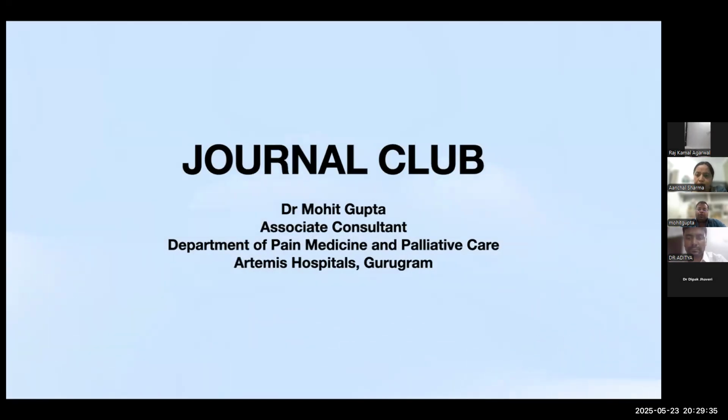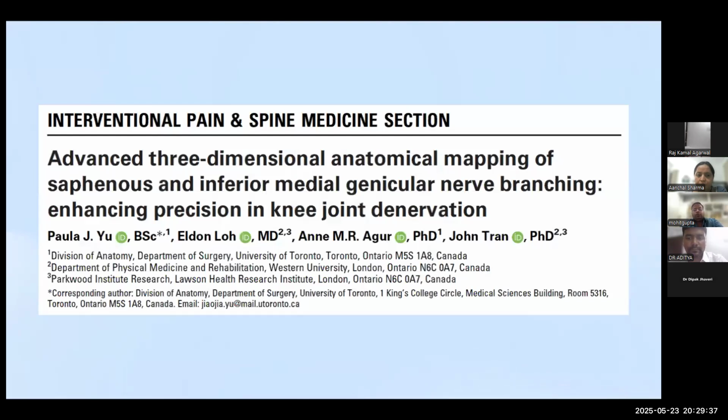I'll be talking about, continuing with what Dr. Aditya has told, a journal named Advanced 3D Anatomical Mapping of Infrapatellar Branch of the Saphenous Nerve and Inferior Genicular Nerve Branch to enhance our precision in knee joint denervation. This was originally accepted in October 2024 and was published in Pain Medicine Journal this year.